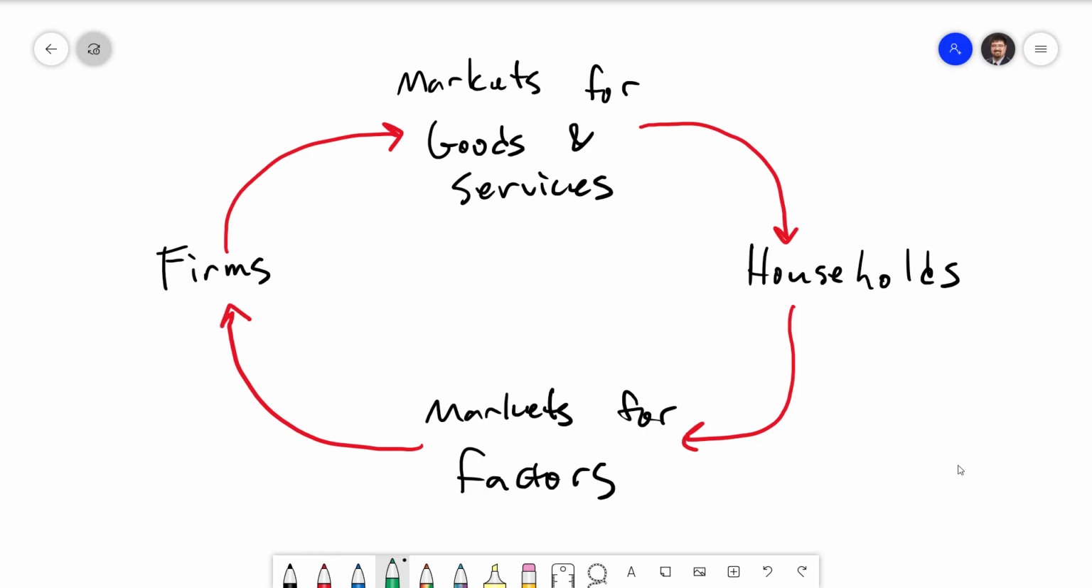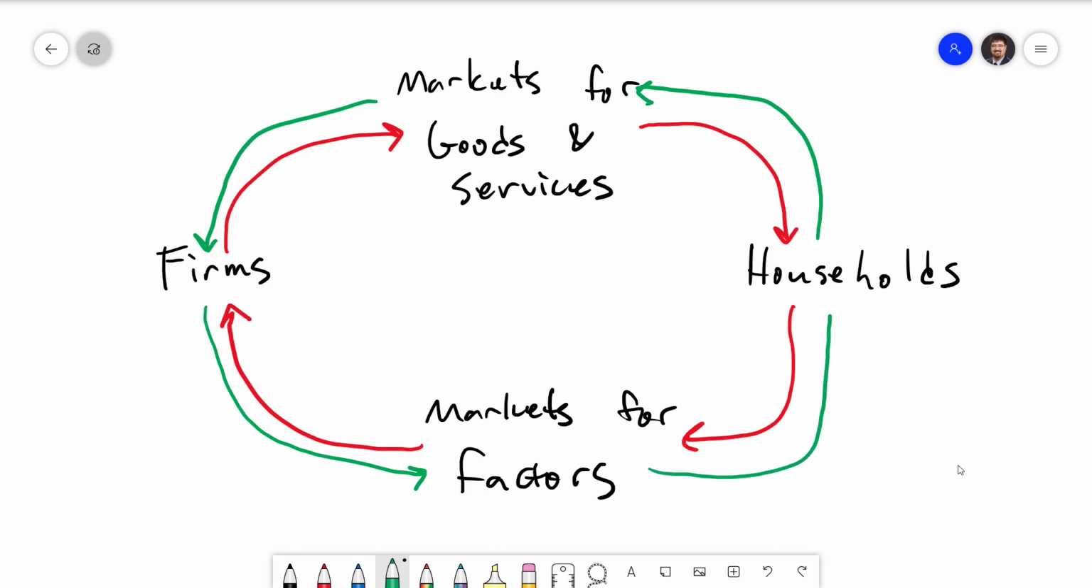I'm going to use a green arrow to show the flow of money. Households buy goods and services, so money is going out of the households into the market for goods and services and into the firms. Firms are buying factors of production, so money is going to go from the firms to the factors of production and back into the households.